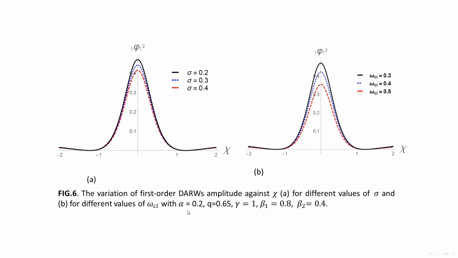For the first variation, for omega equal 0.2 and Q equal 0.65, we have the variation of temperature ratio and the variation of cyclotron frequency. For increasing the temperature ratio, the width and amplitude decrease. Also, for increasing the cyclotron frequency, the width and the amplitude will be decreased.